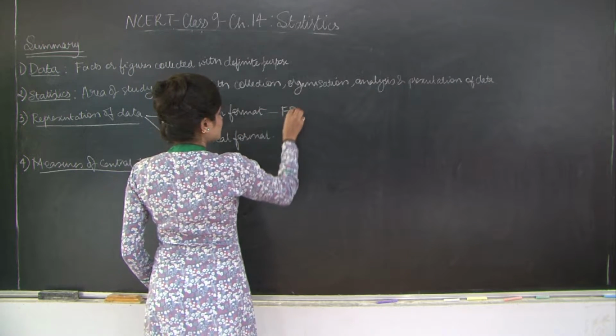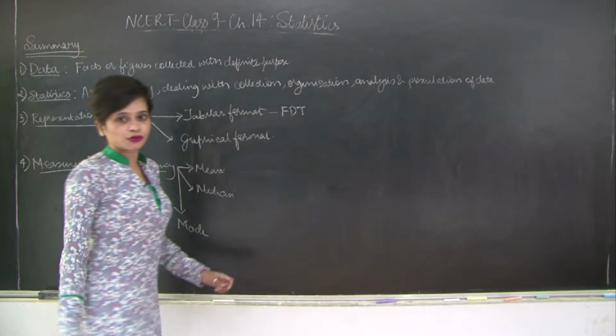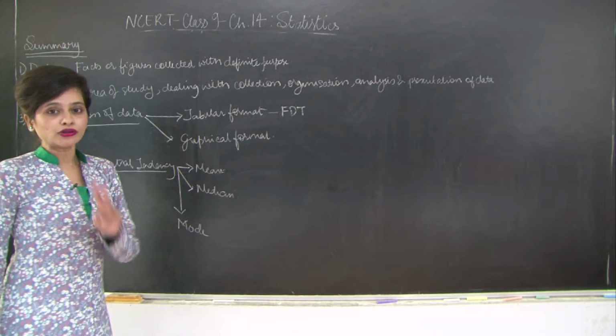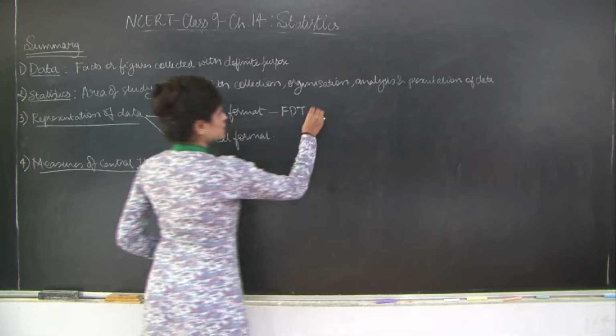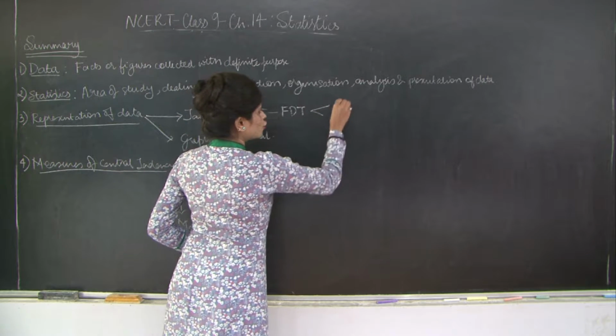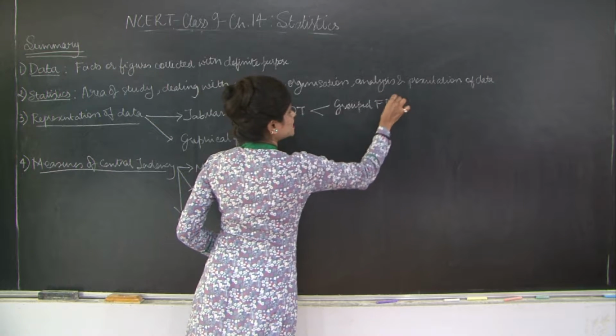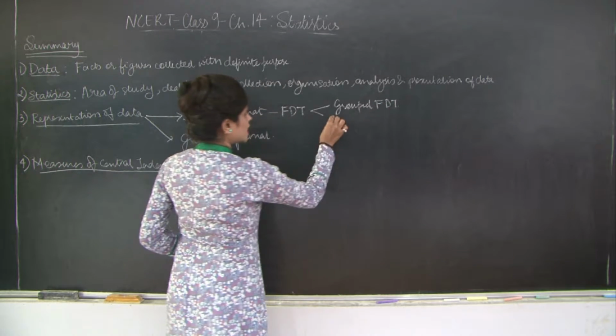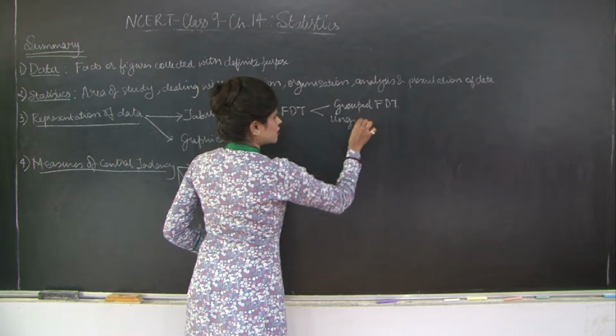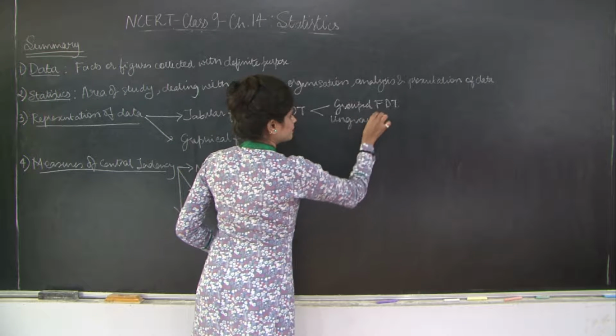So I'll just write FDT for frequency distribution table, and we learnt about two frequency distribution tables, which was grouped FDT, and the other one was ungrouped FDT.